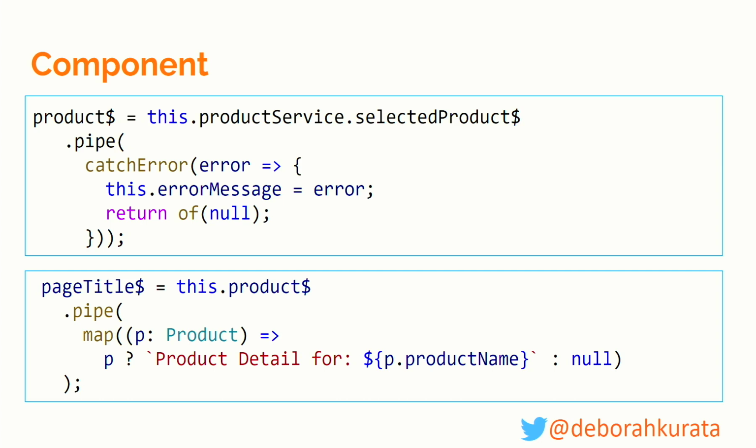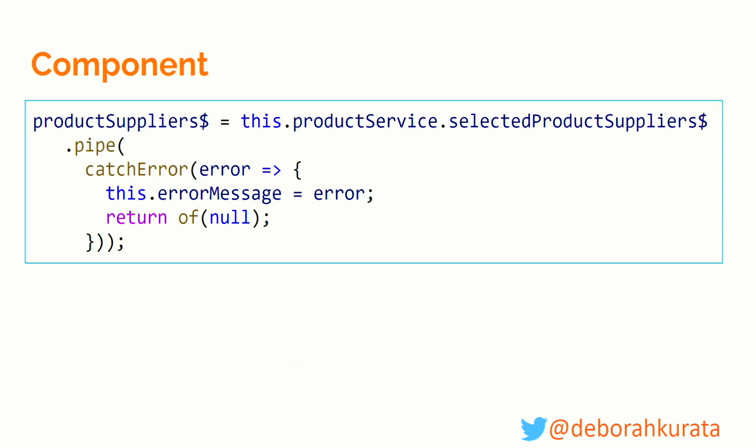We can also take our page title and make that an observable. We can take our product stream and use map to transform a product into a simple string. That's going to be our page title, and every time the product is modified, which occurs every time something emits into that action stream, it will automatically change our page title and product$, our selected product that we've displayed.